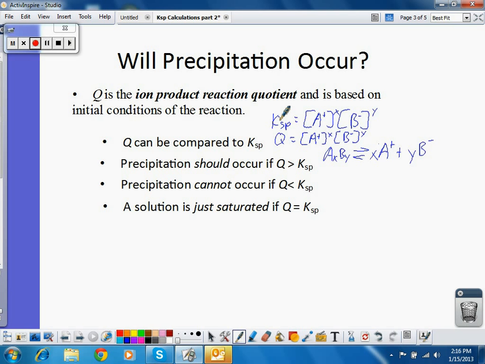Okay, so now if Q is greater than K, so my actual concentrations are greater than the K value, that means I have concentrations that are above the saturation point, above the molar solubility, so you should get precipitation. If Q is less than K, then that means these concentrations are not high enough to be at equilibrium yet, so you cannot get precipitation. And then if Q equals K, then I have a saturated solution, but with no solid on the bottom.